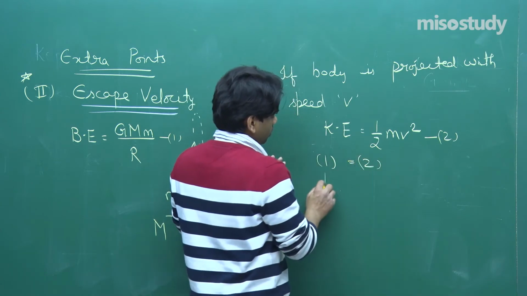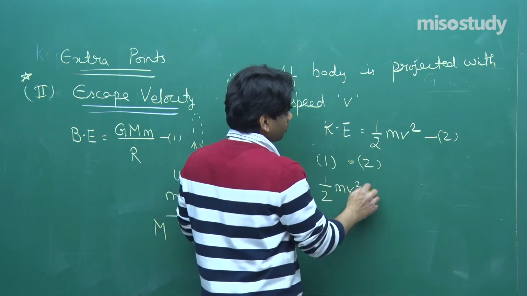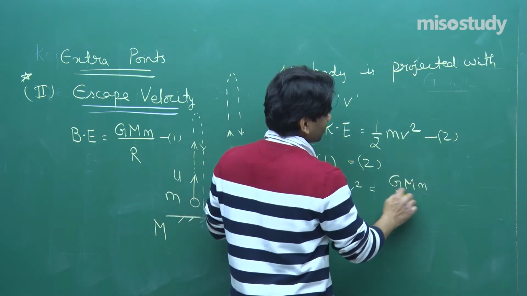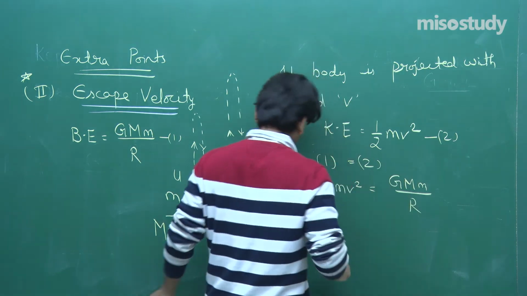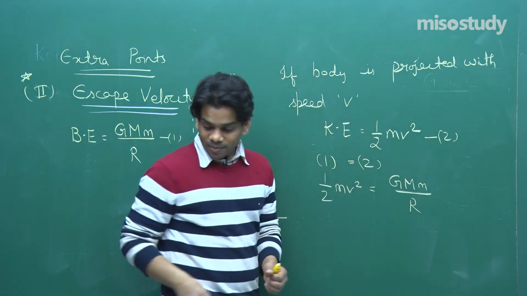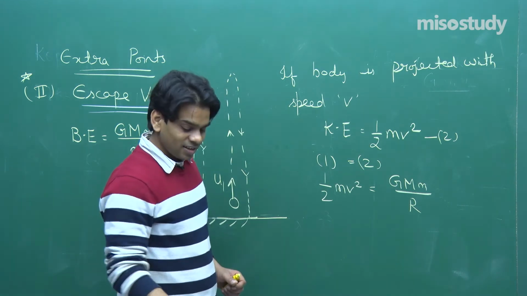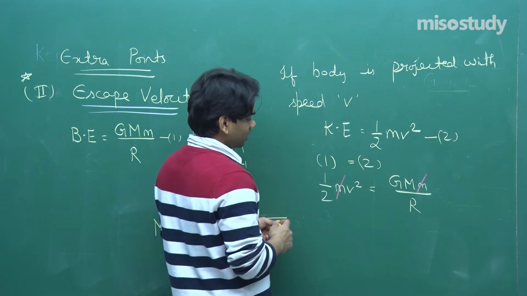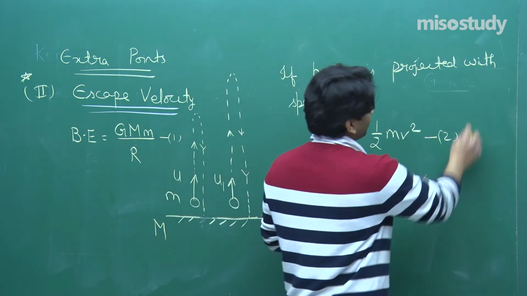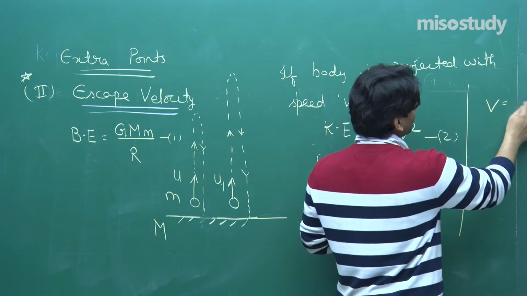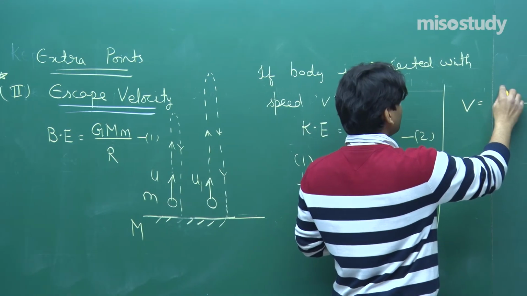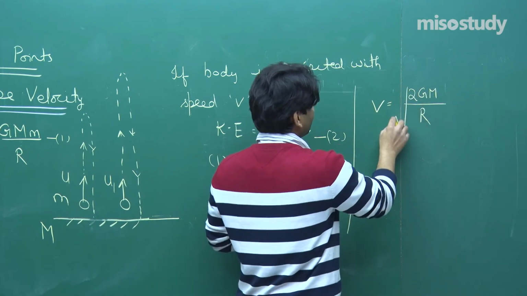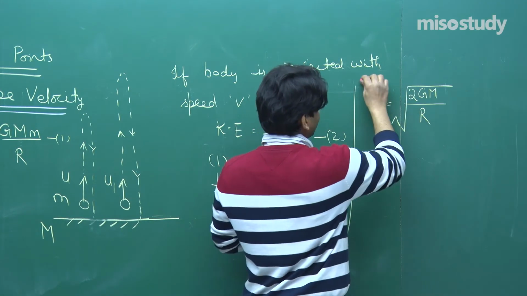Half m v square can be written as GMm by r, and small m cancels out on both sides, and we can easily obtain the value of v. The value of v comes out to be under root 2GM by r. This is the value of the escape velocity.